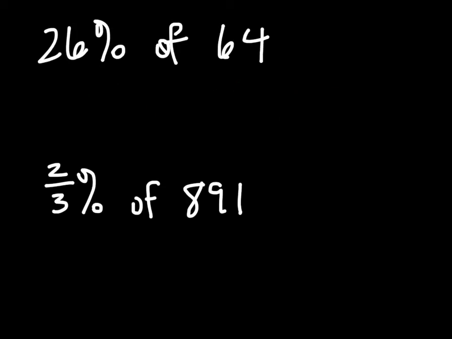So 25% of 64. Well, what I can say is this is about 25%, pretty close, of 64. So if I take 64, that's like 1/4 of it. So 1/4 of 64 is 16. And so we can say that about 26% of 64 is 16. I know that 26% is going to be a little bit bigger than that, but probably not much.